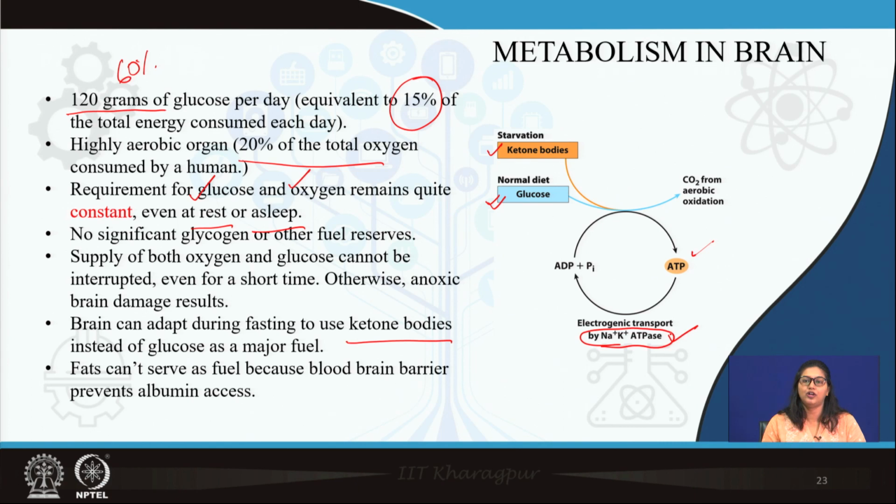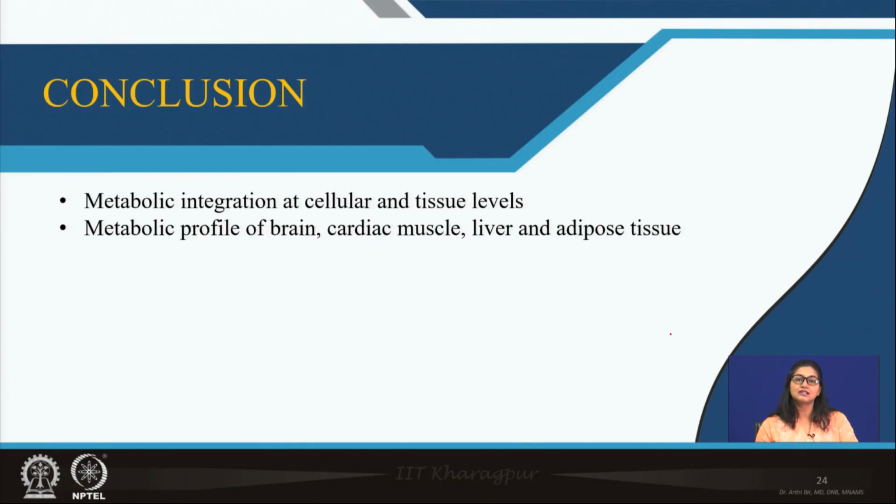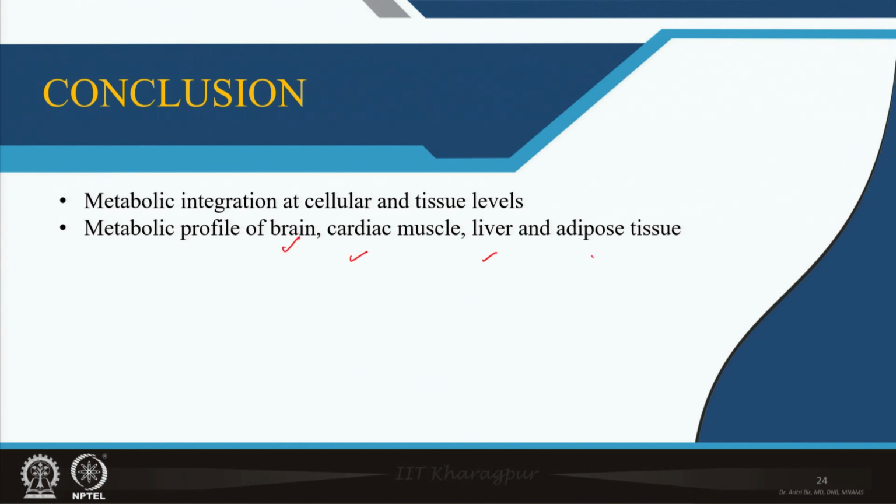So, till now in this class we have discussed the metabolic integration at cellular and tissue level as well as the metabolic profile in different important organs like liver, muscles, both cardiac muscle and skeletal muscle, brain as well as adipose tissue.